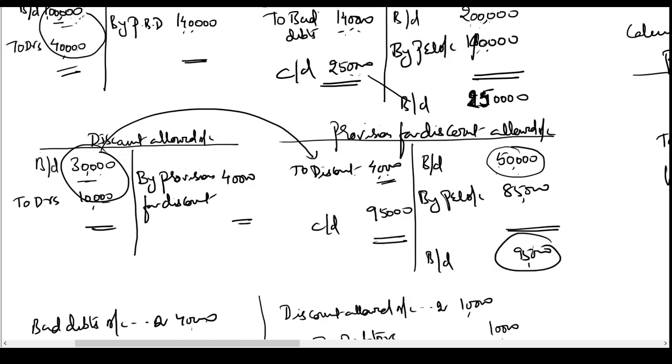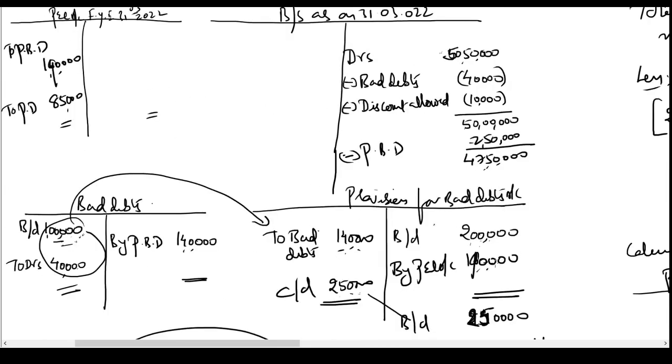So there is a balance of 95,000 in the provision for discount account, which should be shown as a subtraction from debtors, less provision for discount 95,000. The balance amount will be shown in the outer column of the balance sheet. 47,50,000 minus 95,000. It will be 46,55,000 rupees is the balance left now. So the net amount of debtors that is going to be shown in the balance sheet asset side is 46,55,000.